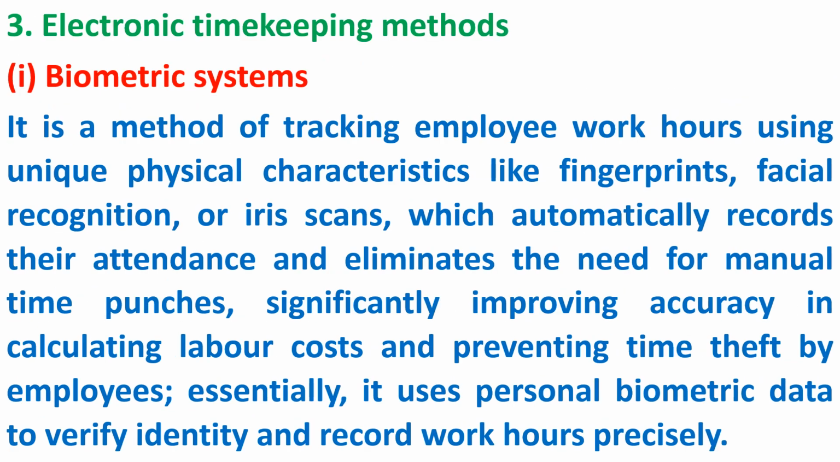3. Electronic timekeeping methods. 1. Biometric systems. It is a method of tracking employee work hours using unique physical characteristics like fingerprints, facial recognition, or iris scans, which automatically records their attendance and eliminates the need for manual time punches, significantly improving accuracy in calculating labor costs and preventing time theft by employees. Essentially, it uses personal biometric data to verify identity and record work hours precisely.